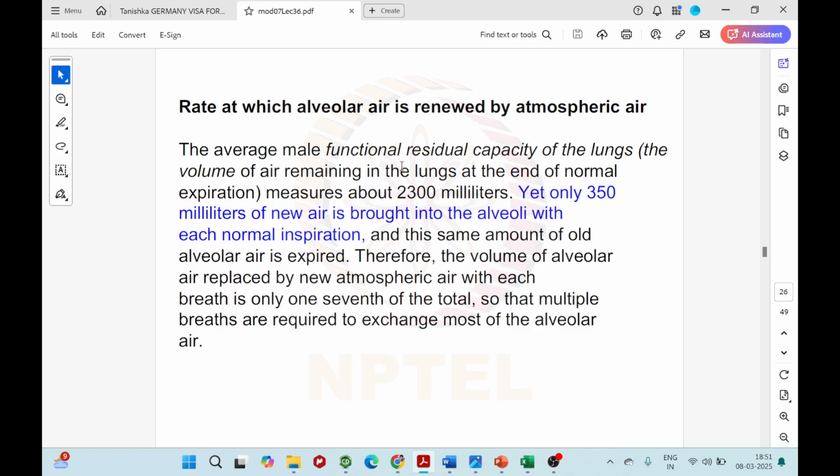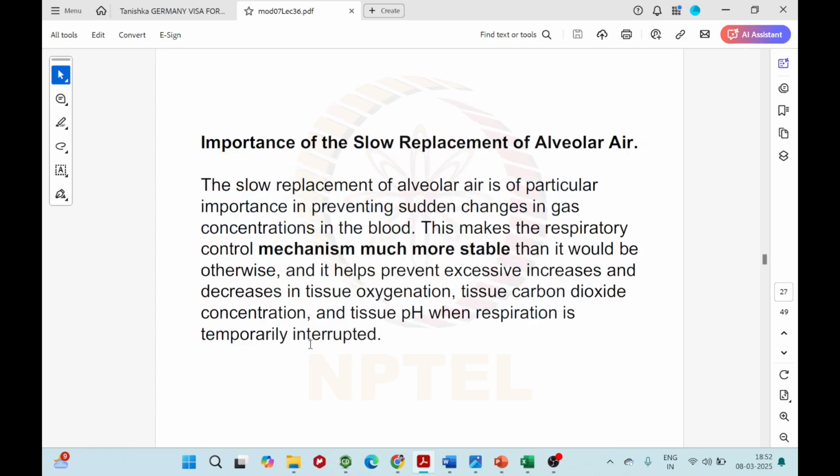The average male functional residual capacity of the lung, the volume of air remaining in the lung at the end of a normal expiration, measures about 2300 ml. Yet only 350 ml of new air is brought into the alveoli with each normal inspiration, and the same amount of old alveolar air is expired. Therefore, the volume of alveolar air replaced by new atmospheric air with each breath is only 1/7 of the total, so multiple breaths are required to exchange most of the alveolar air.